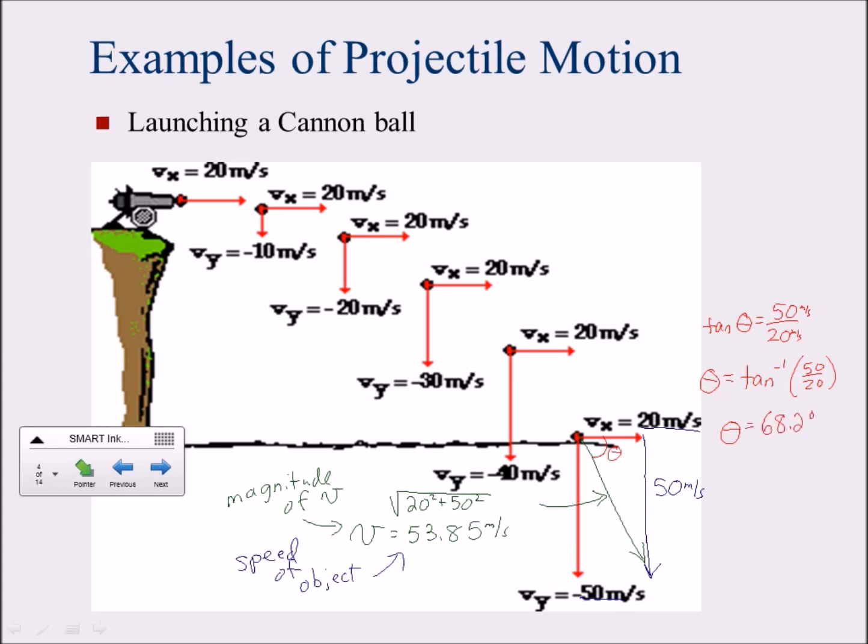And that angle, I can see in the picture, is below the x-axis. So right before it hits the ground, the velocity has a magnitude of 53.85 meters per second, and it's moving at a direction of 68.2 degrees below the horizontal, or below the x-axis.